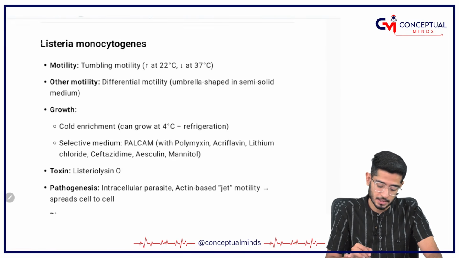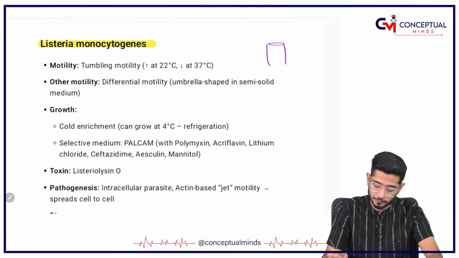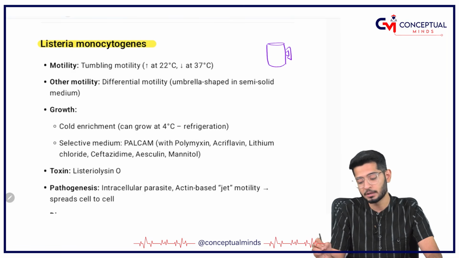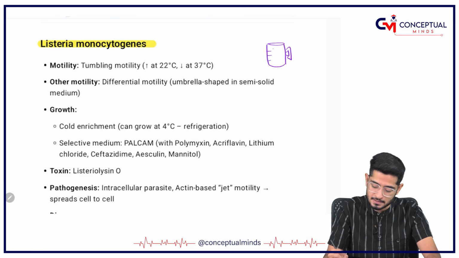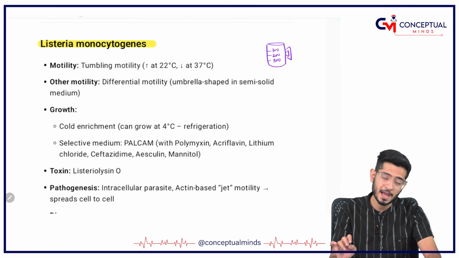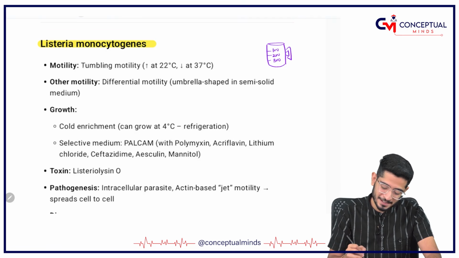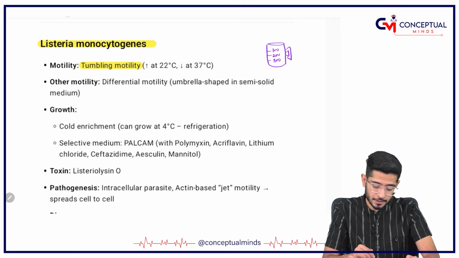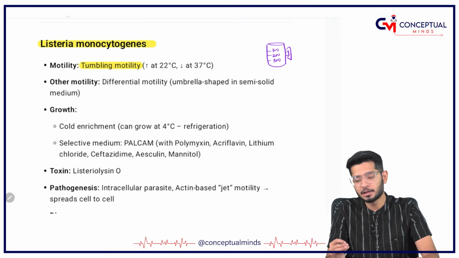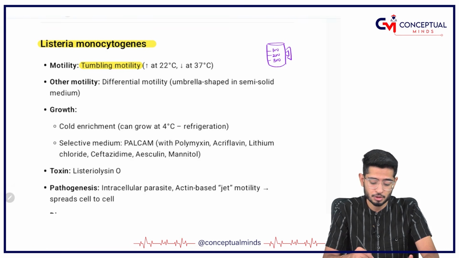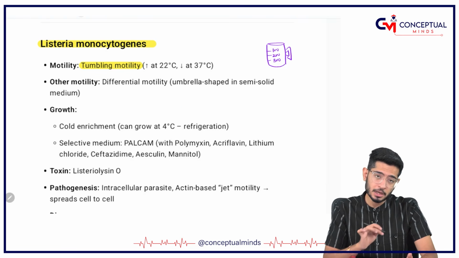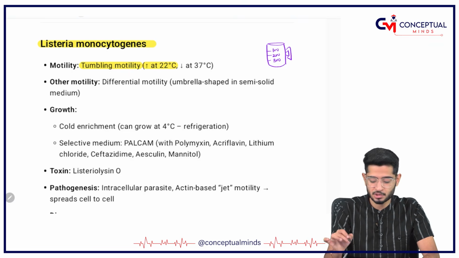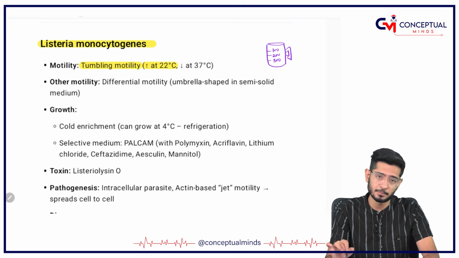The full name of Listeria is Listeria monocytogenes, and if you remember, I have told you that if you have seen the tumbler, the small kids having the tumbler, there is a list like 100 ml, 200 ml, 300 ml. So Listeria has a list on tumbler, meaning tumbling motility. Imagine yourself at 22 degrees Celsius, that's a cold temperature. So you are going to shake more. So in the cold temperature at 22 degrees Celsius, Listeria is going to show increase in the tumbling motility.